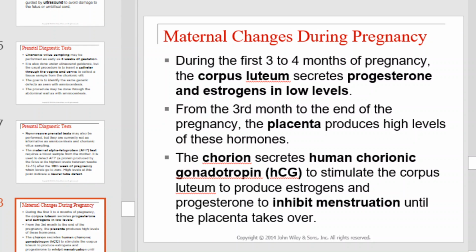During the first 3 to 4 months of pregnancy, the corpus luteum secretes progesterone and estrogens in low levels. From the 3rd month to the end of pregnancy, the placenta produces high levels of these hormones. The chorion secretes HCG to stimulate the corpus luteum to produce estrogens and progesterones and inhibit menstruation until placentation takes over.